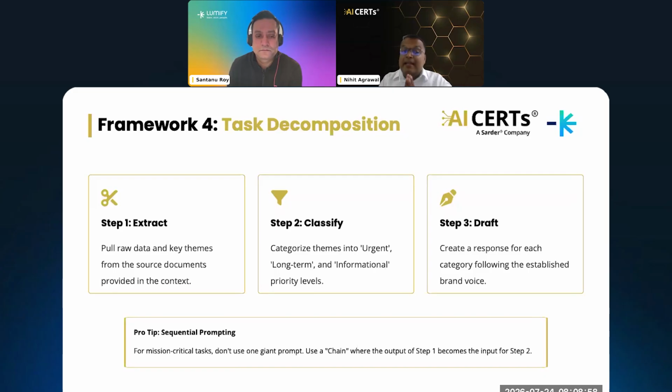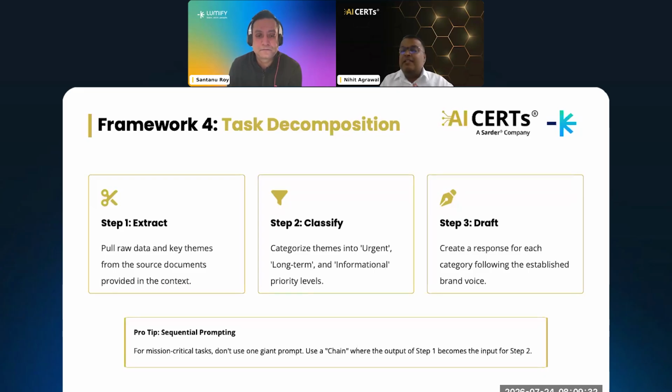Okay, so it can generate an answer, but the quality often suffers because the model is trying to handle extraction, analysis, categorization, and content creation all at the same time. Which can lead to missed details, weaker reasoning, or sometimes inconsistent outputs. So task decomposition solves this problem by dividing the work into clear stages. The first stage that we have is extract.